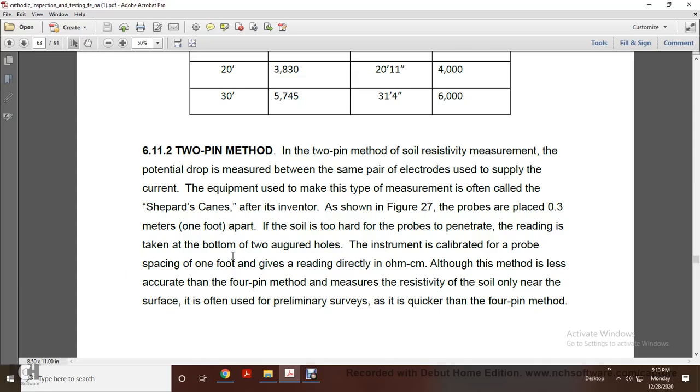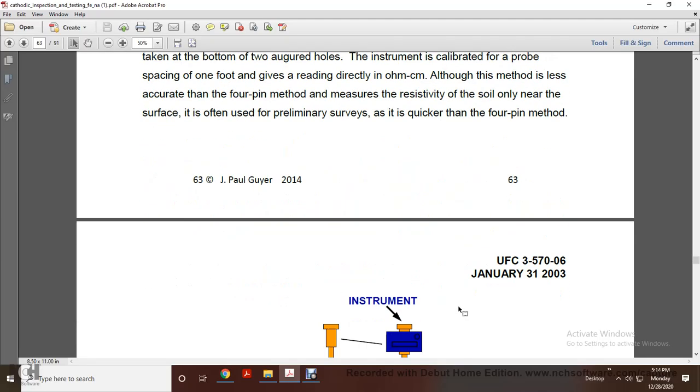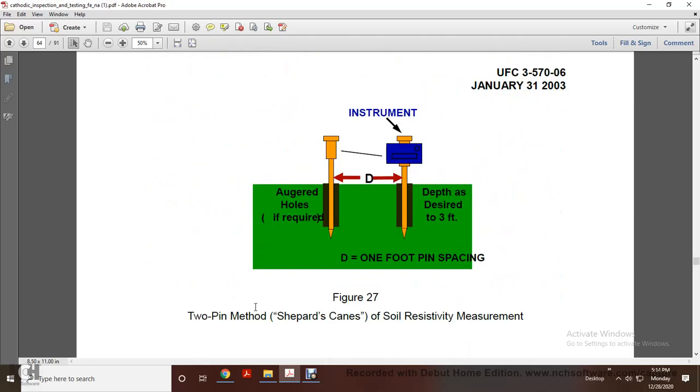The reading is taken from the bottom of the augured hole, and the measurement is calibrated with the probe spacing at 1 foot. It gives the reading in ohm-centimeters. Although the method is less accurate than the 4-pin method, the measurement is relatively quick, and the soil is sampled only near the surface. It is often used for preliminary surveys, and is quicker than the 4-pin method. Alright, Figure 27 shows the 2-pin method.